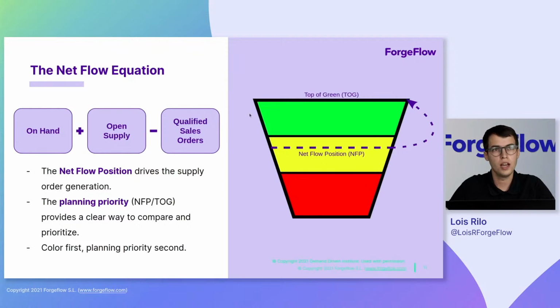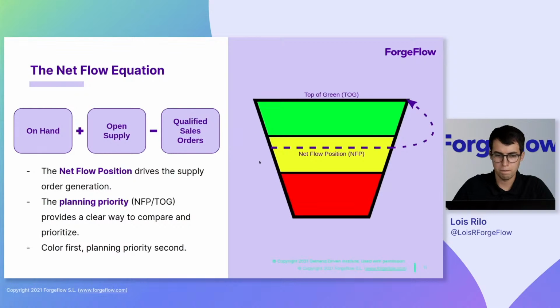But then how do we create or generate new supply orders? Okay, for that the innovation is the net flow position, which is computed with this formula: the on hand, what we have available to attend any order now; the open supply, whatever is coming to us, new supply orders that are open and pending to be received; and the qualified sales orders, which are no other thing than relevant sales orders for today's date. When we compute on hand plus supply orders minus qualified demand, we get the net flow position, and this will give us a position in our stock buffer that we have defined before.